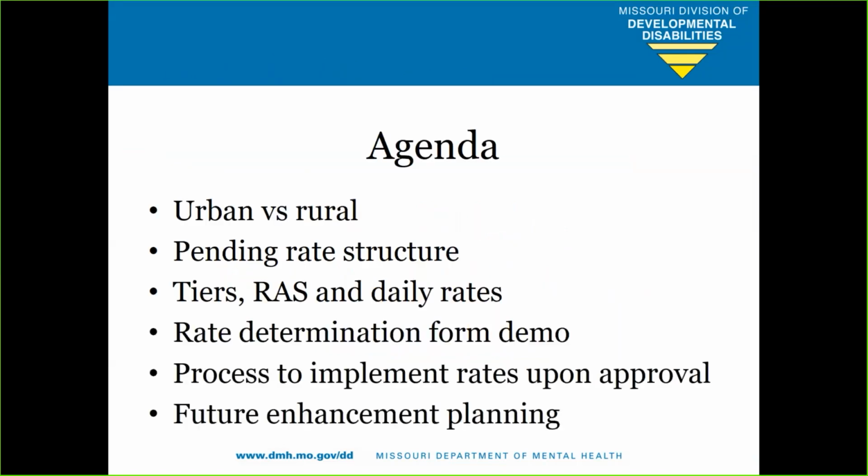I do have a little bit of an agenda, just because it helps me keep track of the subject matter and structure my thoughts. We're going to talk a little bit at first about urban versus rural and how we are handling that. We're going to look at the pending rate structure and how that operates in tiers, how RAS designs that, what the daily rates are. We're going to demo the new rate determination form that you'll be using to decide what rate to authorize. And then we're going to talk about, once we get approval, what does that look like? How are we going to implement that? And some future enhancement planning for shared living.